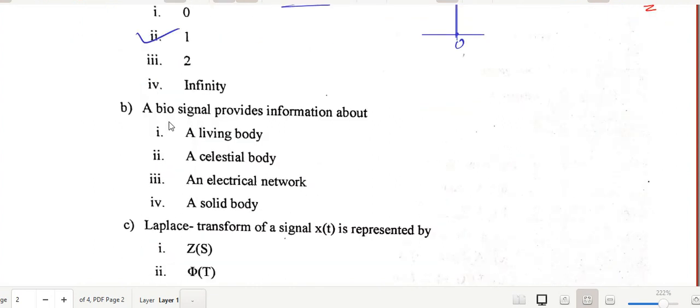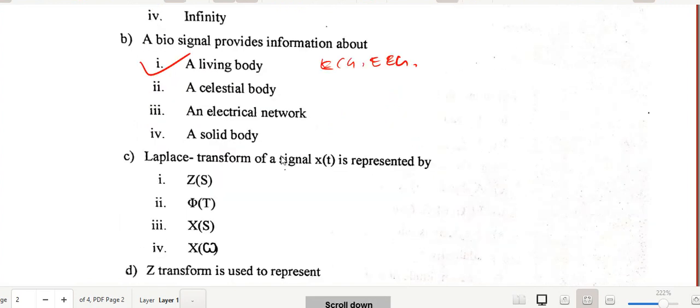The next question they are asking, a biosignal provides information about what? A biosignal gives information about the living body. Like biosignal examples, ECG, EEG, EMG, these give information about the living body.